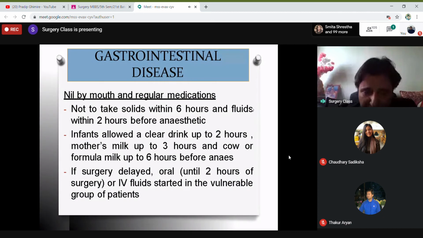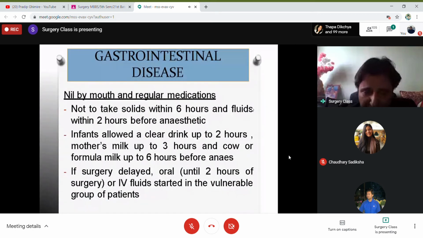Infants are allowed clear drinks up to 2 hours, mother's milk up to 3 hours, and cow or formula milk up to 6 hours before anesthesia. These are the important things whenever you come to practice. If you take children, you ask what he or she has taken. I'm not talking only of infants, but suppose a 7 or 8 year old child you want to operate on for a hernia or a hydrocele, and you ask the mother what he or she has taken. Then they'll say he has taken cow milk. Then it's better to wait for 6 hours before giving anesthesia. So that is one thing.